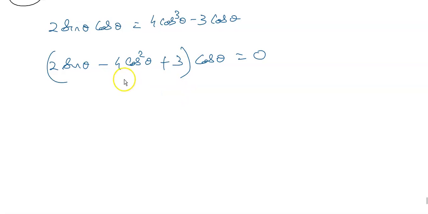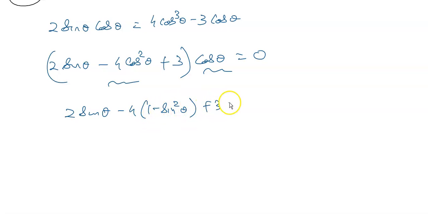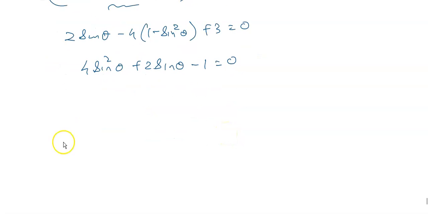Fine. So from here we get either this is equals to 0 or this is equals to 0. So we'll solve this to get the value of sin theta. So this is 2 sin theta minus 4 into 1 minus sin square theta plus 3 is equal to 0. So this implies 4 sin square theta plus 2 sin theta minus 4 plus 3 is minus 1 equal to 0. Now I can solve this to get the value of sin theta.